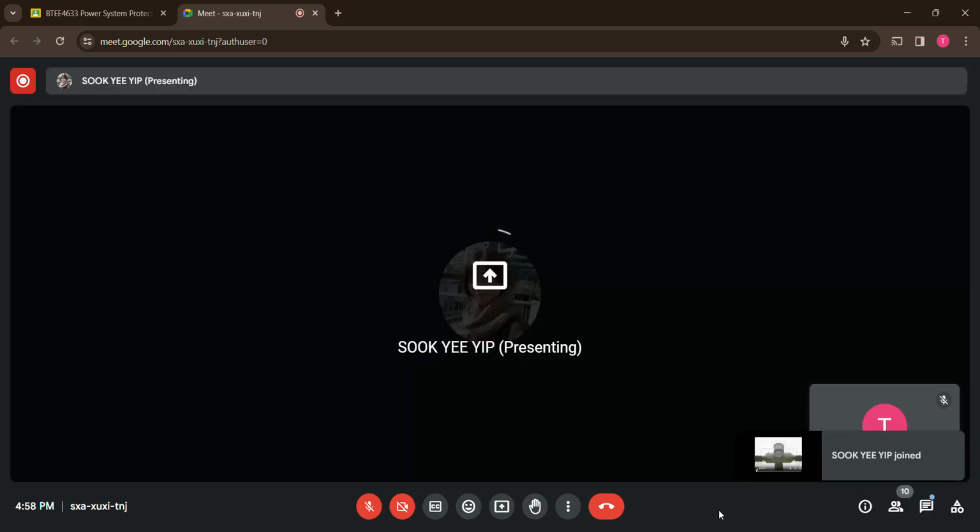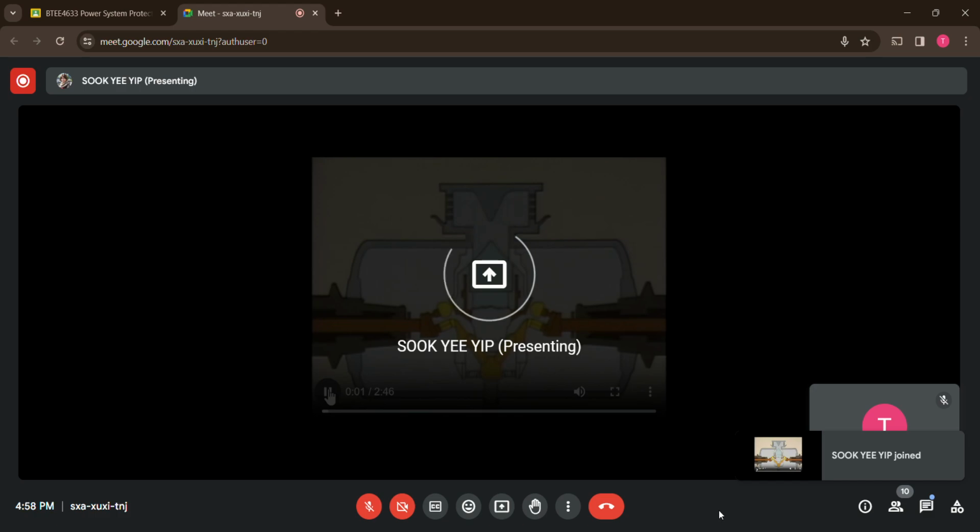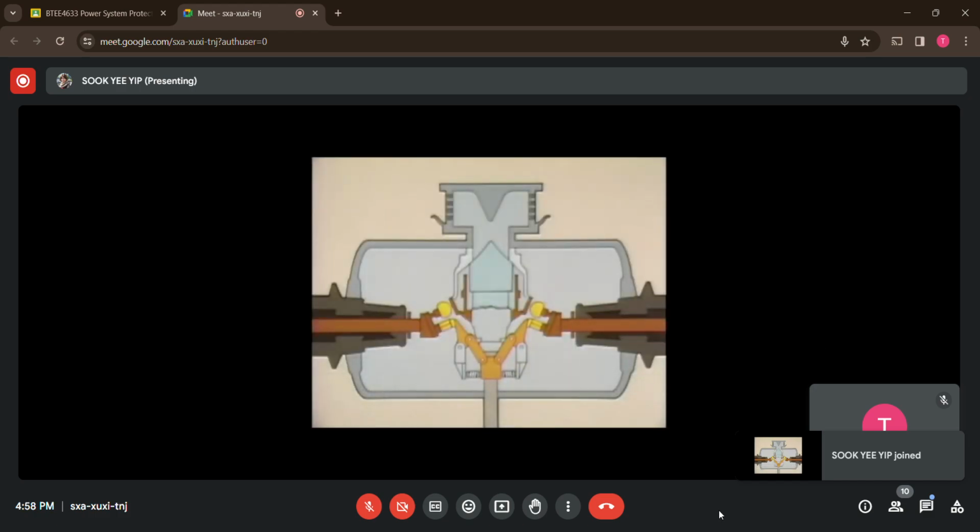We'll use a simplified illustration to look at the arc-interrupting features commonly found in air blast breakers. The main features include conductors, contacts, a blast valve, arc chutes, arcing probes, arcing rings, and arcing electrodes.